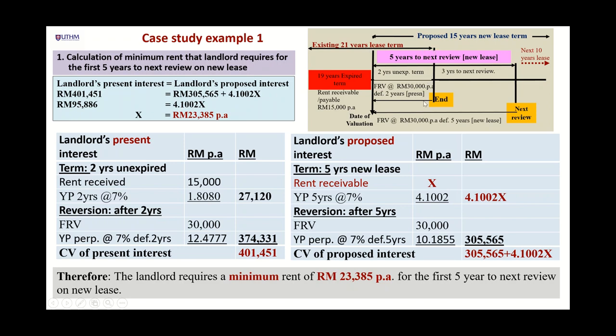Okay. And then if the landlord prepares and agrees to grant the proposed 15-year new lease to the tenants, that means the 2 years unexpired term here will be surrendered by the tenant to the landlord, and the commencement of the proposed new lease will start from here.